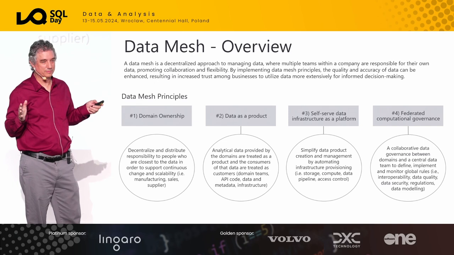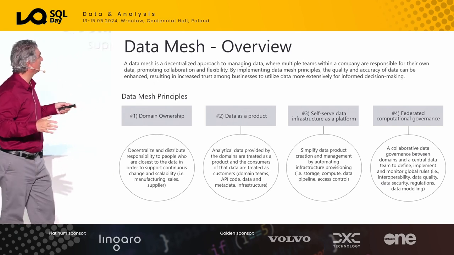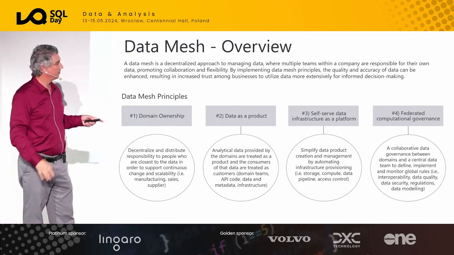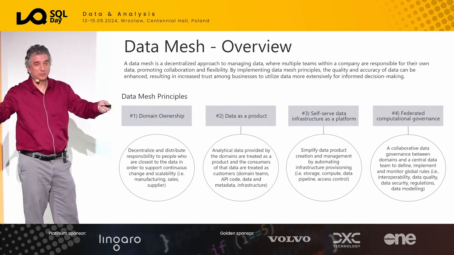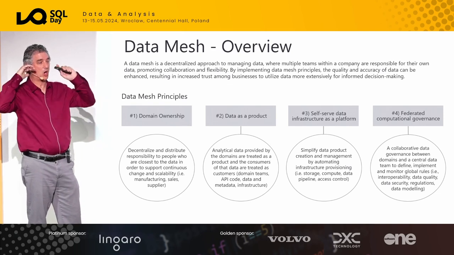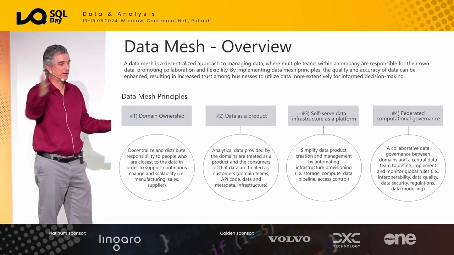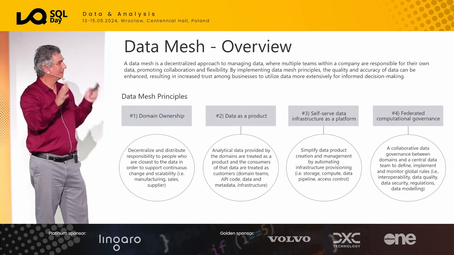Here it is in 4, hopefully easy to understand principles. Principle number 1 is domain ownership. You're just saying all the organizations in your company, manufacturing, sales, supplier, those are domains. They will own the data. So no arguing if it copies over to IT, who owns it.